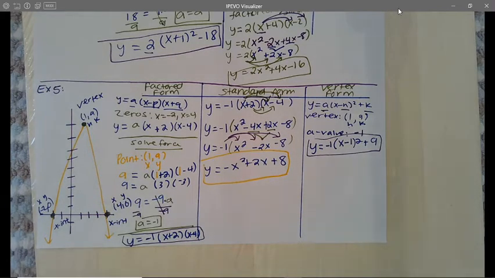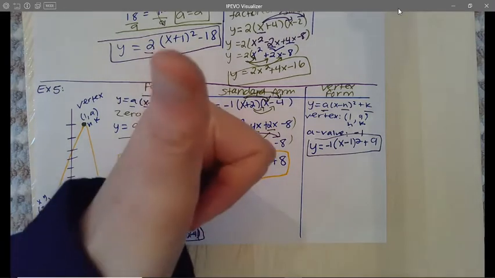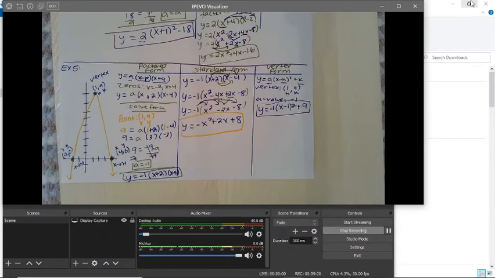So guess what, you guys? We have found all three forms of our quadratic equation. Look at that. Wasn't it a blast? Absolutely it was.